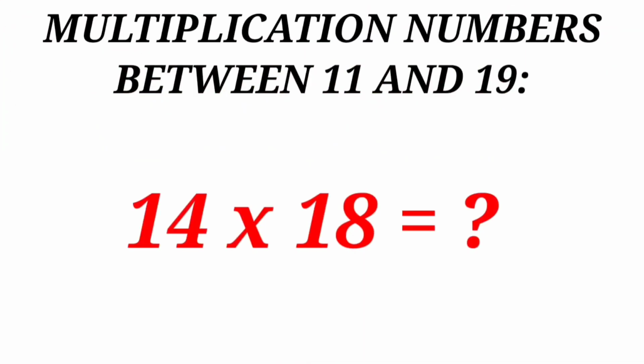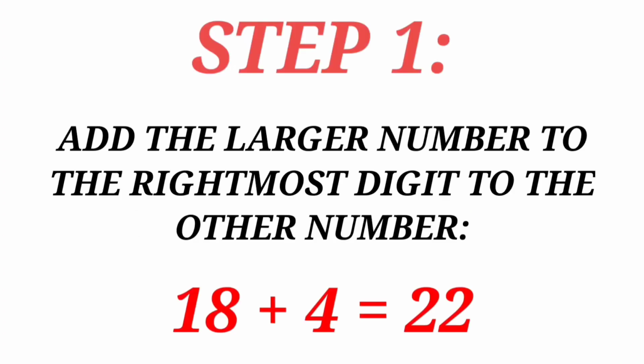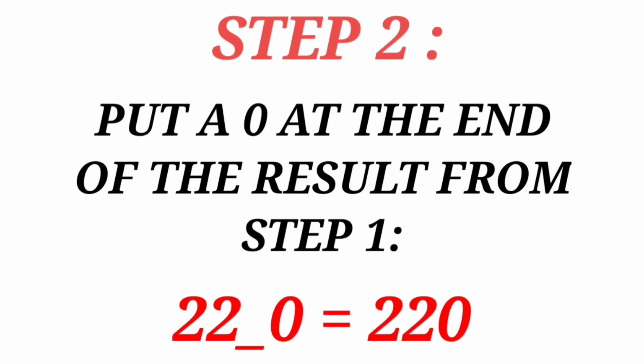Method 3. Now let's see multiplication of numbers between 11 and 19. For example, 14 multiplied by 18. Step 1 is, add the rightmost digit of the other number to the larger number. So 18 plus 4 is 22. Step 2 is, put a 0 at the end of the result from step 1. So it will become 220.